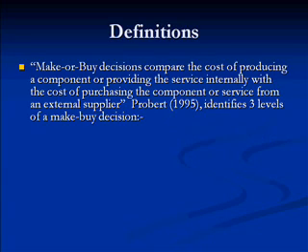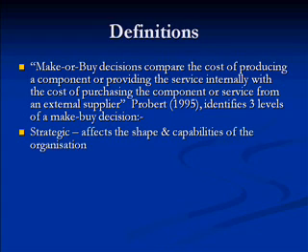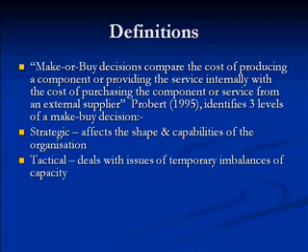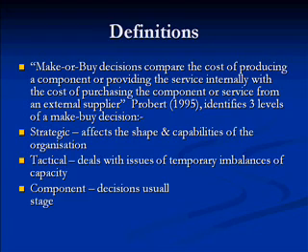And the definition is: make or buy decisions compare the cost of producing a component or providing the service internally with the cost of purchasing the component or services from an external supplier. Strategic affects the shape and capabilities of the organization. Tactical deals with issues of temporary imbalances of capacity. Component decisions are usually made at the design stage.